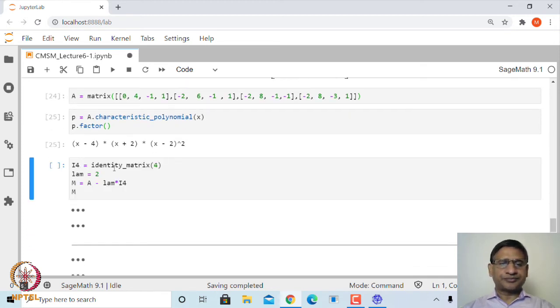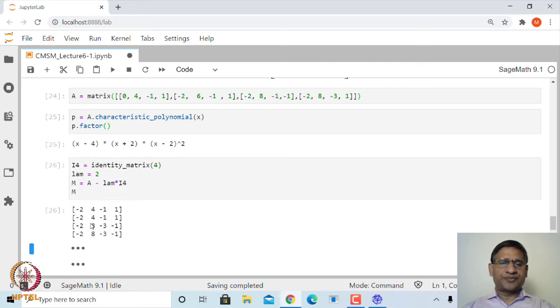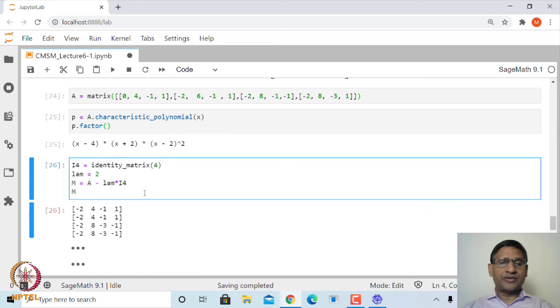Next, let us define the identity matrix I4, the 4 cross 4 identity matrix, and let us take one of the eigenvalues, for example lambda equal to 2, and let us define M equal to A minus lambda times I4. Now, we need to find a non-zero solution of Mx equal to 0. Mx is nothing but A minus lambda I times x.